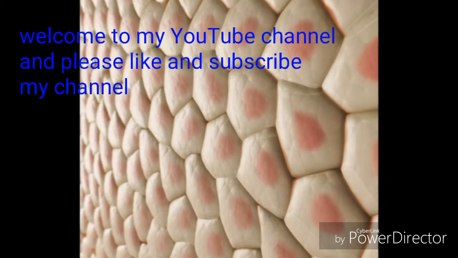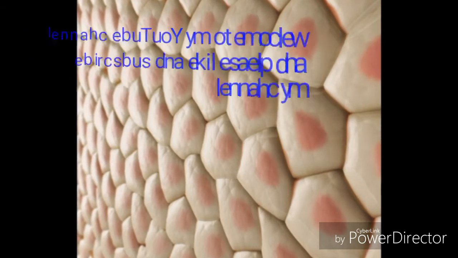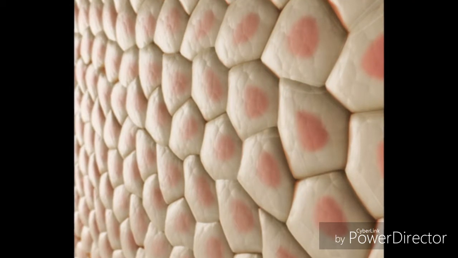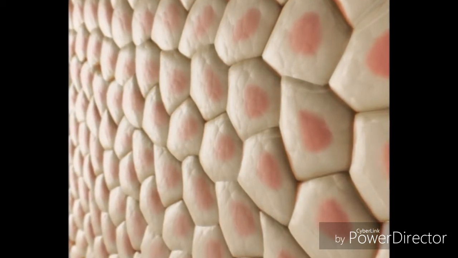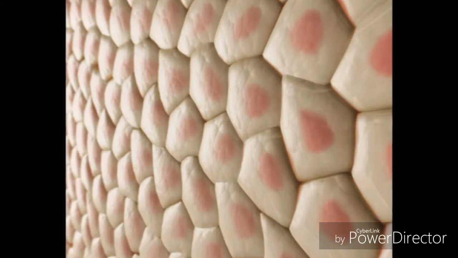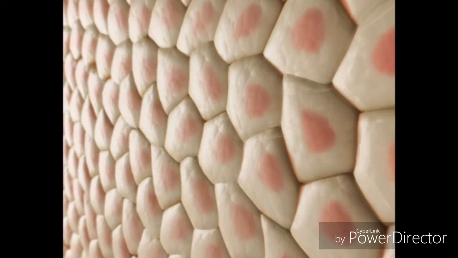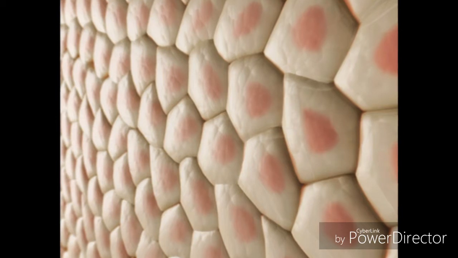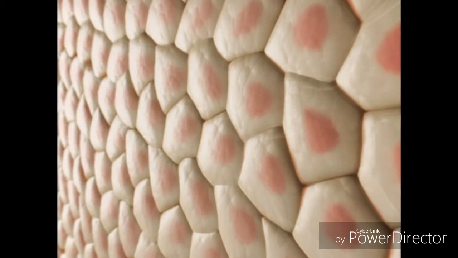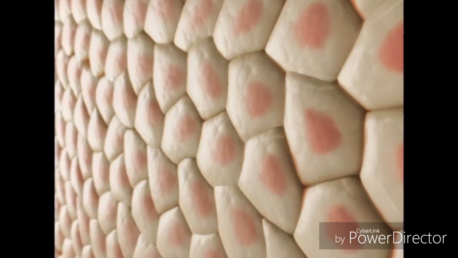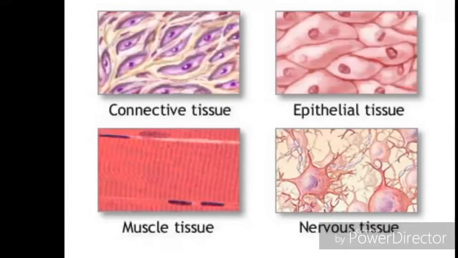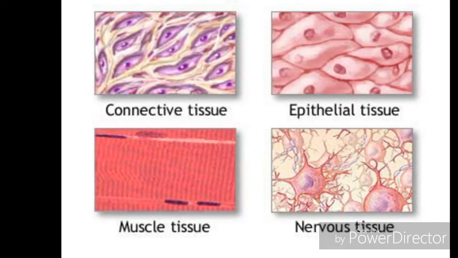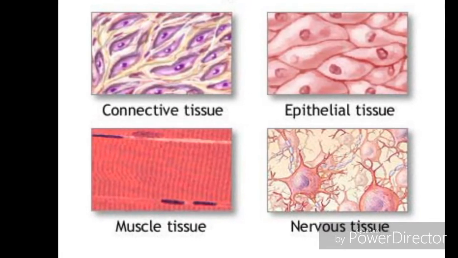In our previous video, we have learned about plant tissue, and in this video, we are going to learn about animal tissue. Animal tissue can be epithelial, connective, muscular, and nervous tissue. So first we will move towards epithelial tissue. The covering or protective tissues in the animal body are epithelial tissues.